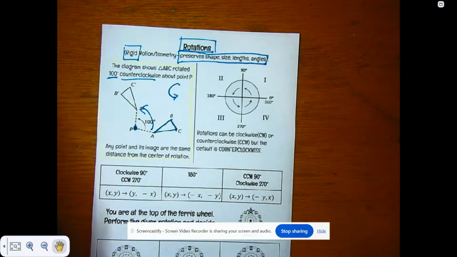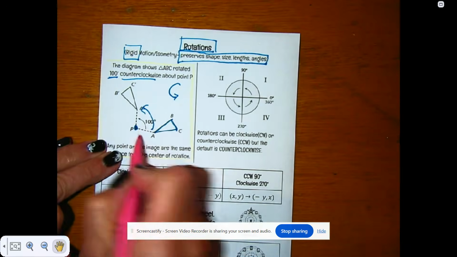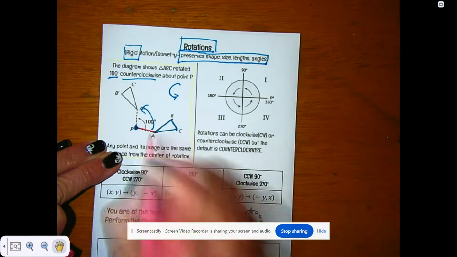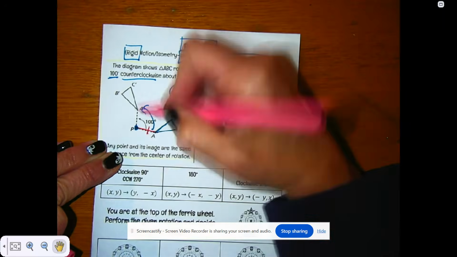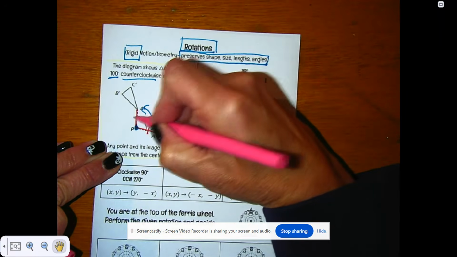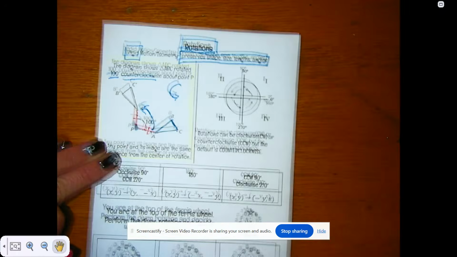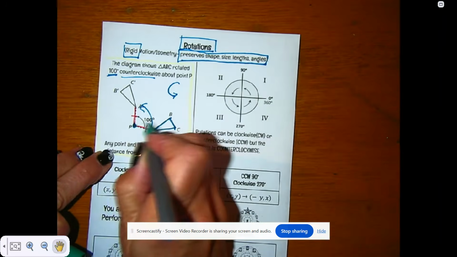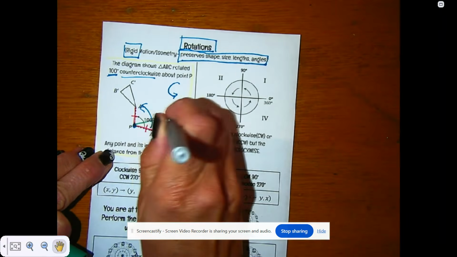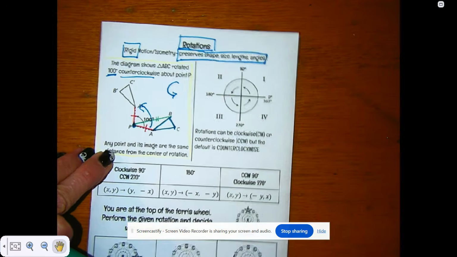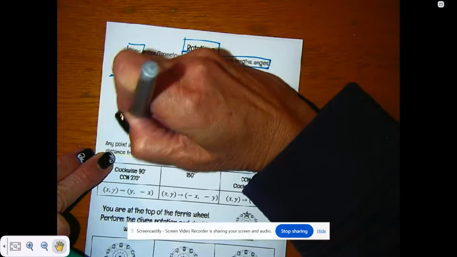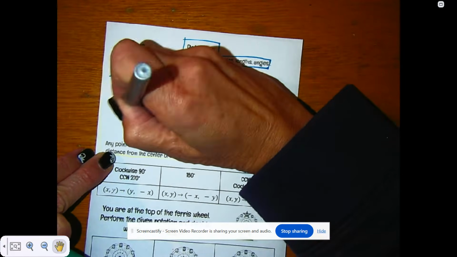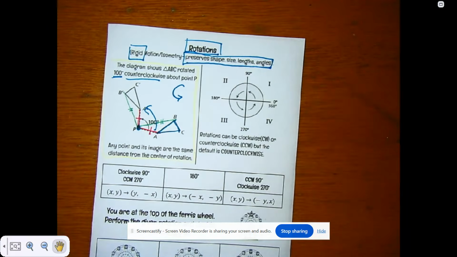Remember, any point on this image is the exact same distance from the center of rotation. So that means that if I were to measure how long it is from P to A, it would be equal to P to A prime. So those two pieces would be exactly equal. And you could even do that to other points also. So I could measure from P to B, and that's going to be the exact same length as it would be from P to B prime. And you could also do that with C. So every single point is going to be the same distance away.